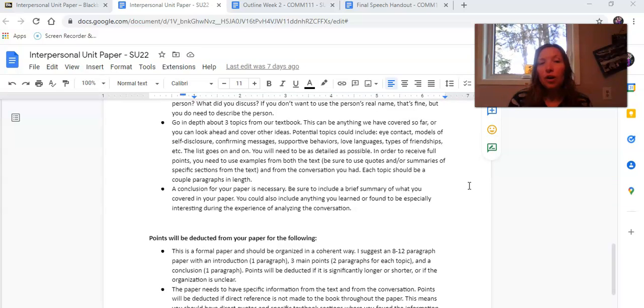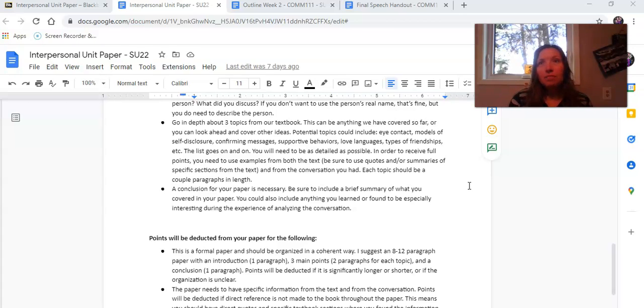I am looking for a formal paper that is around 8 to 12 paragraphs. So what that might look like is an introduction where you tell us about the person you had a conversation with, give us a little bit of background about who that person is, and then 2 paragraphs for each of the 3 main topics that you choose from the text, and then a concluding paragraph where you talk about what you learned from this experience, what you could potentially apply to future conversations.